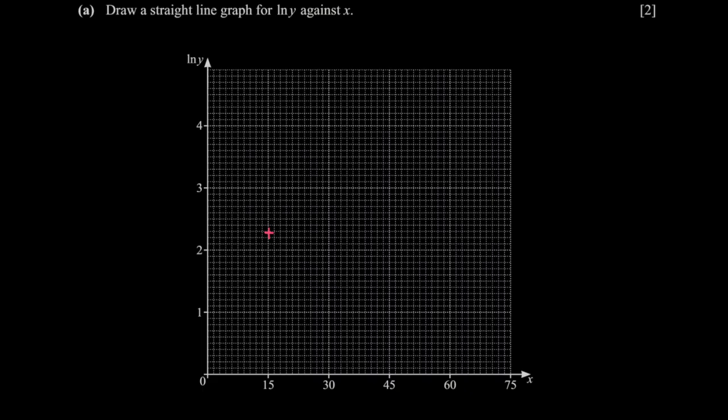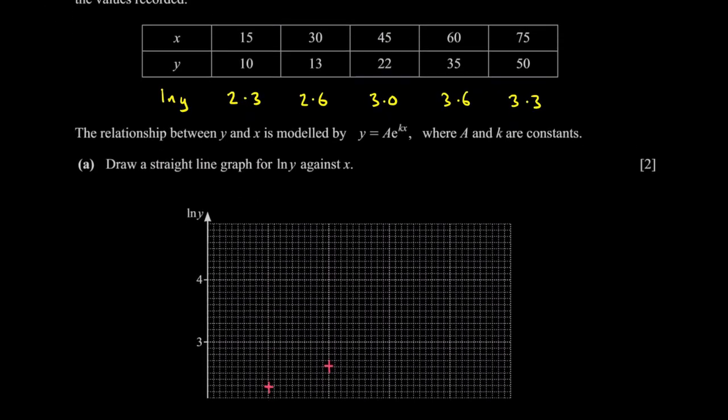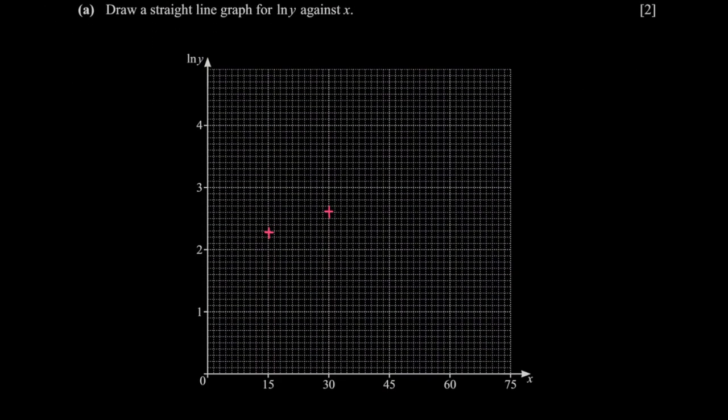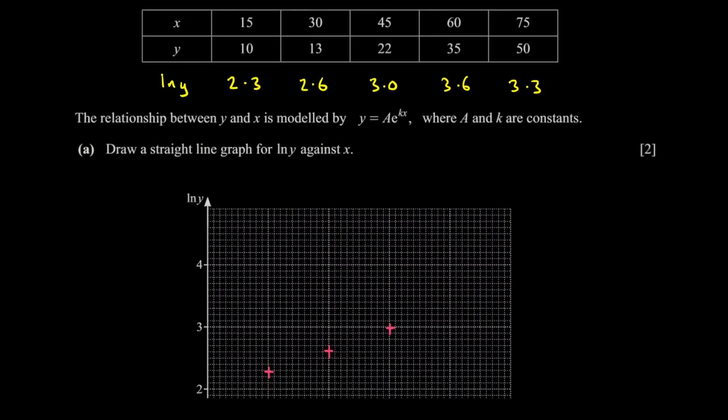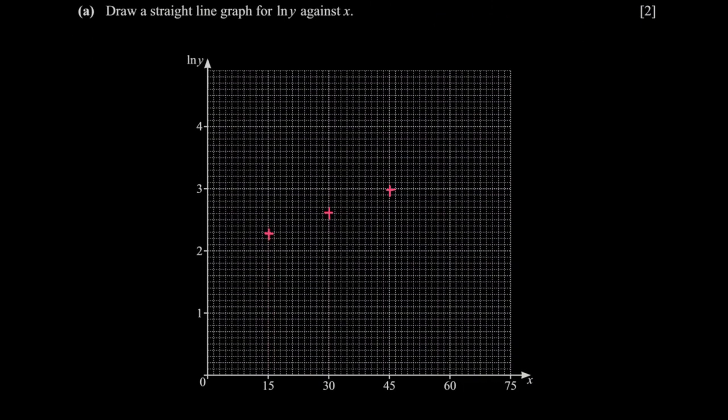So 4, 5. I think that's 6 there. Right, like that. And then 45, 3. Well, that should be easy. So 45, 3. Okay. And 60, 3.6. So 60 is there. 1, 2, 3, 4, 5, 6. I think that's there.